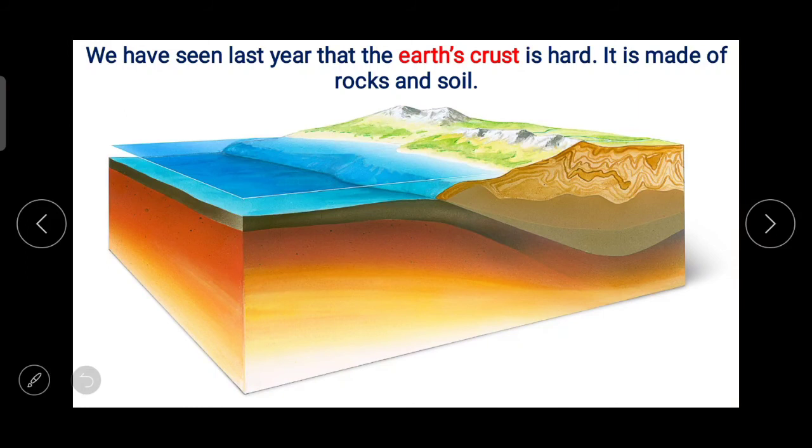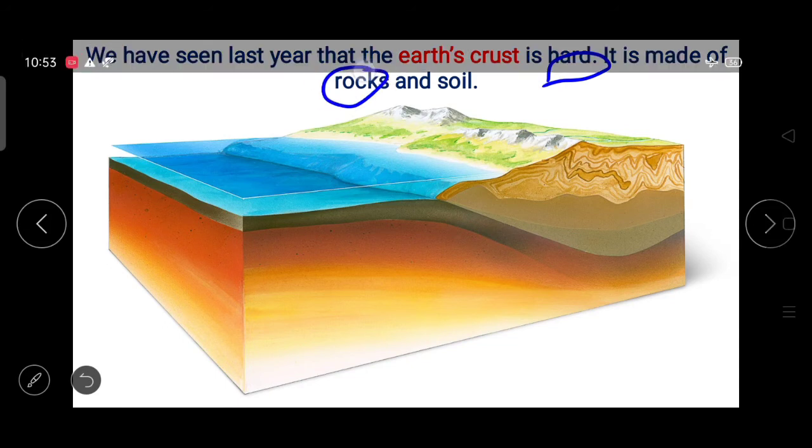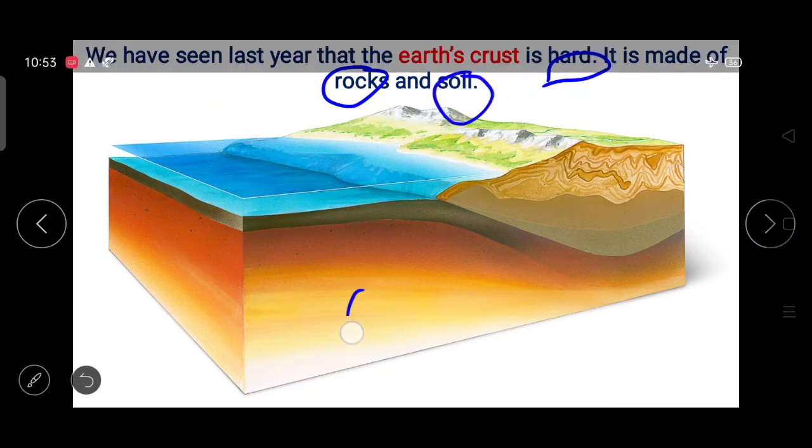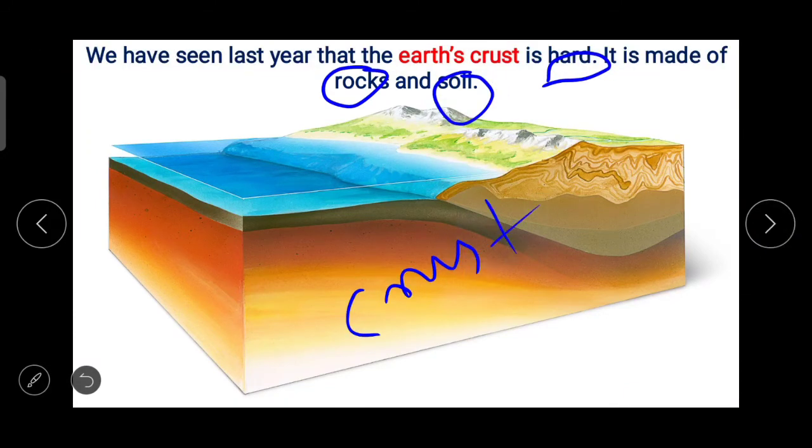Now here, as you people already learned in the 5th standard, that the Earth's crust is hard. Earth's crust is hard and it is made of rocks and soil. Here this one is the crust of the earth and which is made of rocks and soil.